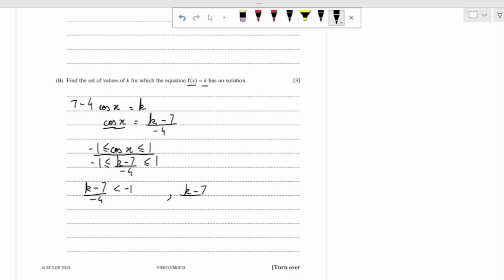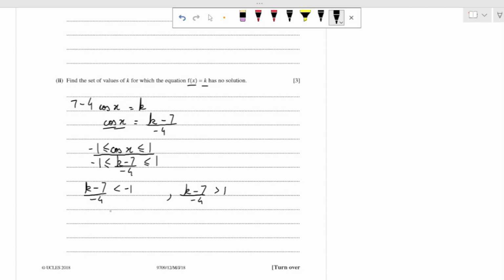Similarly, for the other one, we can write k minus 7 over minus 4 to be greater than 1. Why not greater than or equal to 1? Because 1 itself is also a solution. So giving it greater than 1 would mean it would have an invalid solution for cos x.